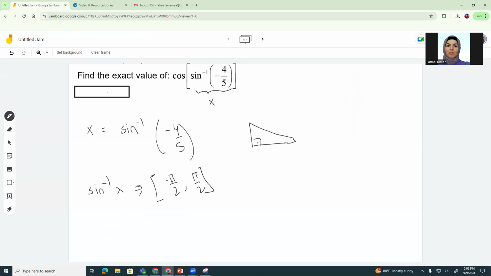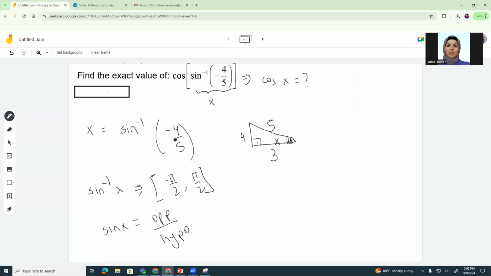Because sine of any angle is opposite over hypotenuse, using the right triangle technique, let me put the angle x here. Its opposite side is 4, and the hypotenuse is 5. We already saw this special right triangle, which is 3, 4, 5. So the adjacent side needs to be 3. This question is asking for cosine of x.